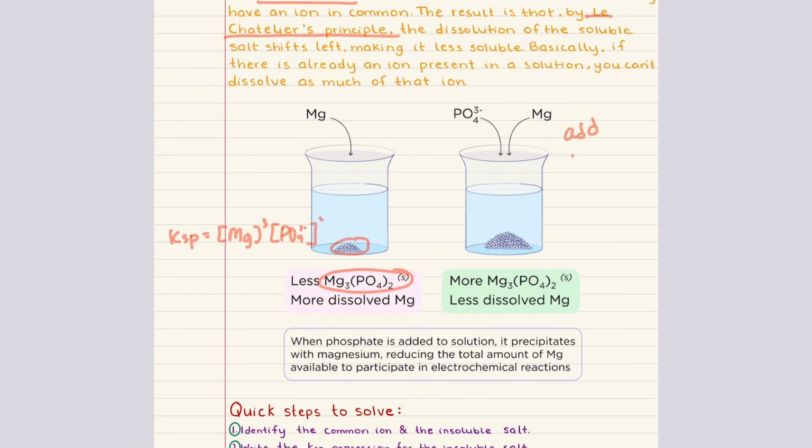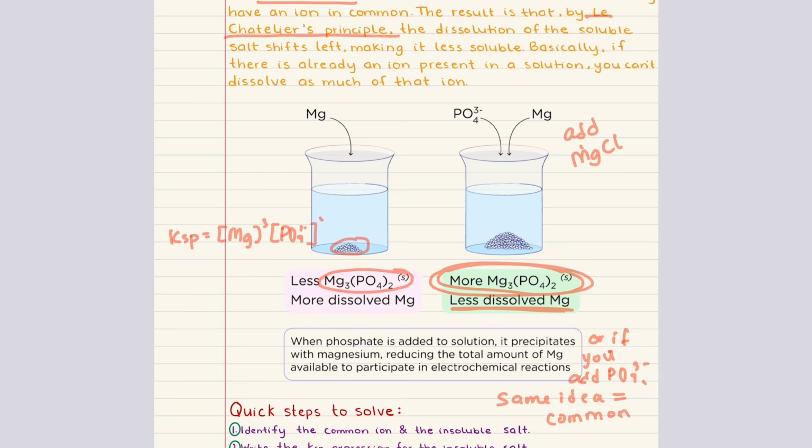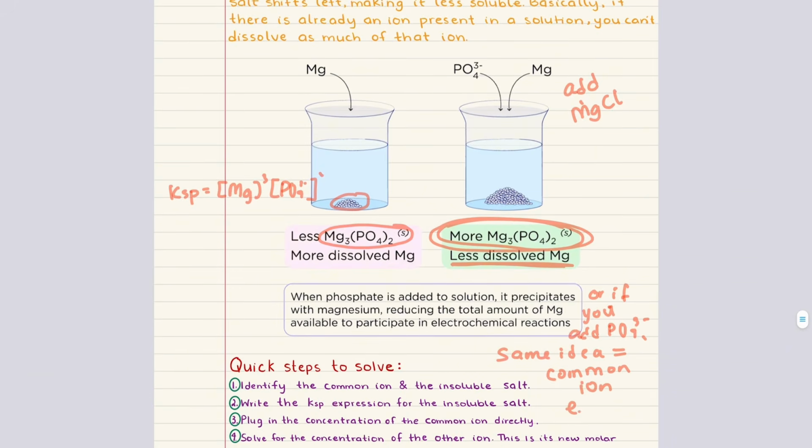As soon as more magnesium ions are introduced in the solution, the system senses that one of the products has increased. And so by Le Chatelier's principle, the equilibrium shifts to the left. In other words, instead of dissolving, the solution now favors precipitation. More magnesium phosphate solid forms, and the overall solubility of magnesium phosphate decreases. So the takeaway is that when a common ion is already present in solution, the solubility of the salt decreases. You simply cannot dissolve as much of that ion.